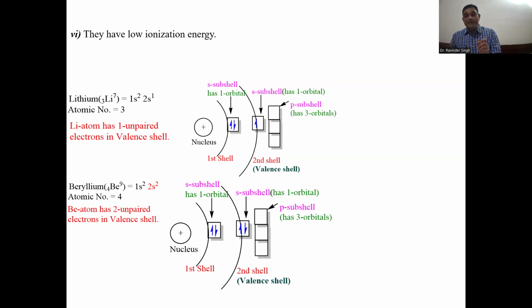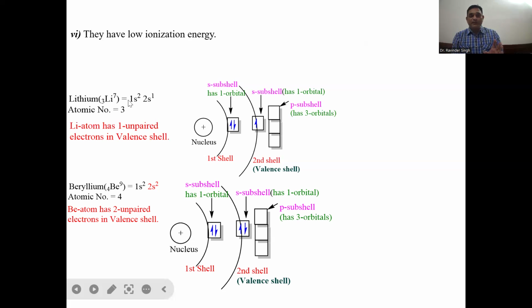Further, it must be present in the gaseous state. That atom must be present in the gaseous state. For that gaseous state, what amount of energy are we providing to remove that valence electron? That energy is called ionization energy. So that is the definition of ionization energy: the amount of energy which is required to remove that valence shell electron from the isolated gaseous atom. That is the ionization energy.